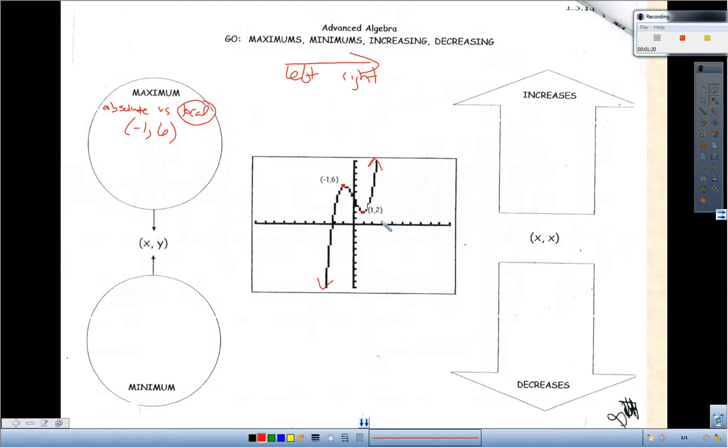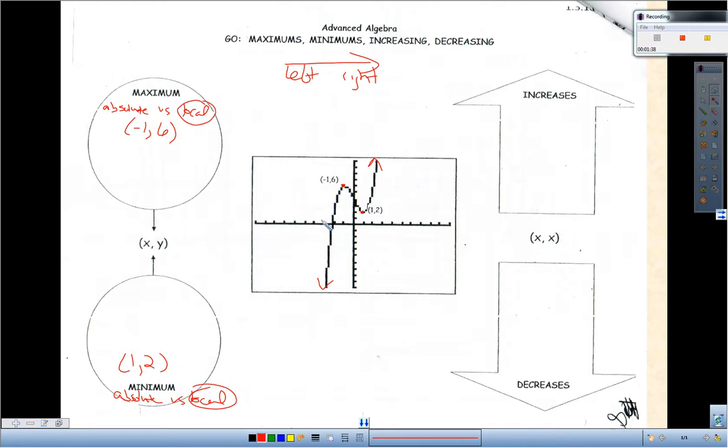Also, 1/2. I agree, 1/2 is a minimum. But again, write down the words absolute versus local. Notice that this graph keeps going down. So if it keeps on going down, it will never reach an absolute minimum. So this is what we call a local minimum. One way to remember this, guys, is that if your end behavior is going in opposite directions, you will never have an absolute maximum or minimum.